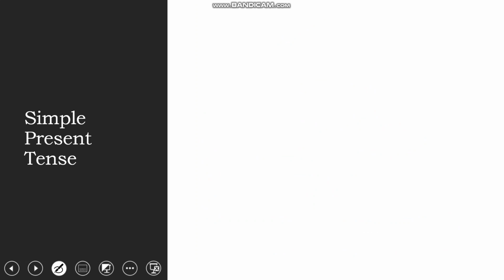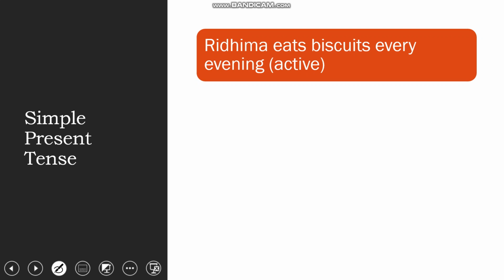Now let's move on to simple present tense. How would you change for simple present tense? Look at these sentences. Ridhima eats biscuits every day. This is in active voice and the whole sentence is in present tense. Ridhima eats biscuits every evening.